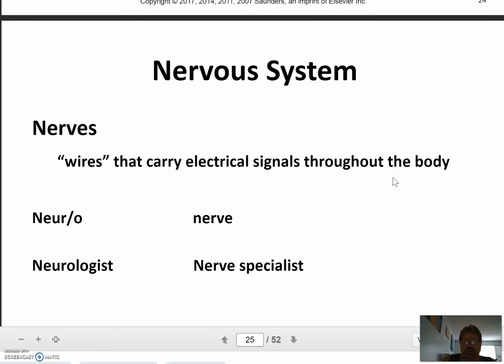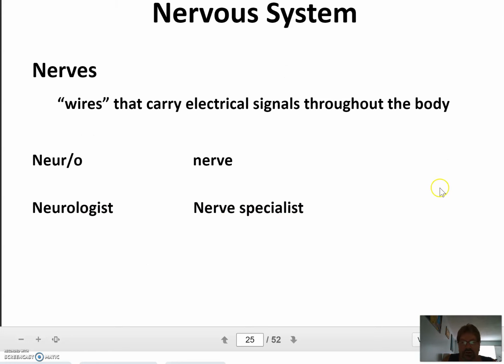Nervous means something to do with the nervous system, wires that carry electrical signals throughout the body. I don't like to use that example, but okay. Neuro is a root word for nerve. A neurologist is a doctor who specializes in nerve conditions and other things I've never quite figured out, but that's a private joke.